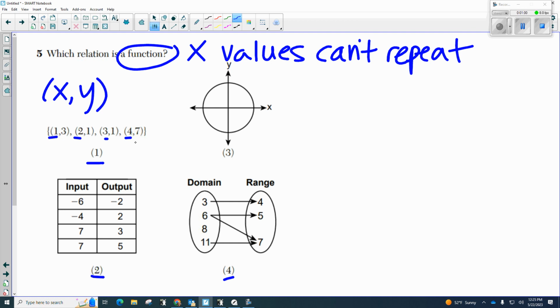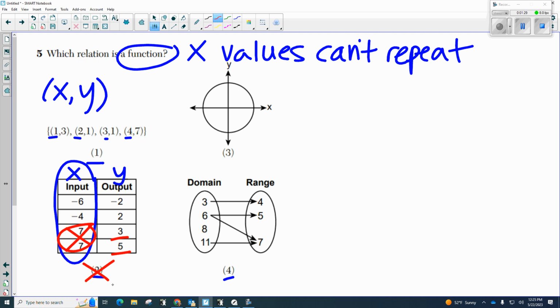All right, real quick, let's take a look at number 2. Another word for the x values is the inputs, and another word for the y values is the outputs. So if we are thinking about the x values, we're concerned only about these inputs, okay? And notice here, the same input repeats with 2 different outputs, or the same x repeats with 2 different y's, okay? So that is not a function.